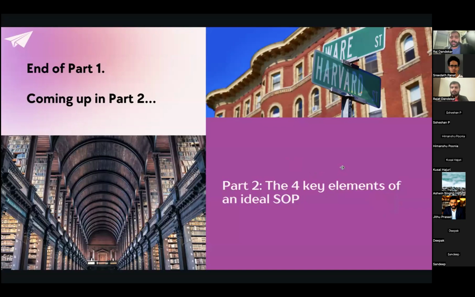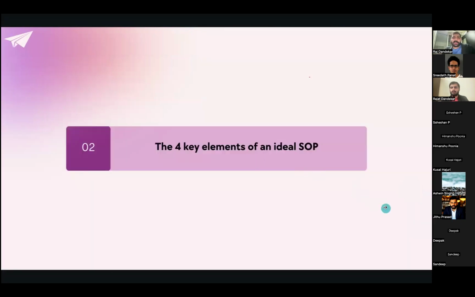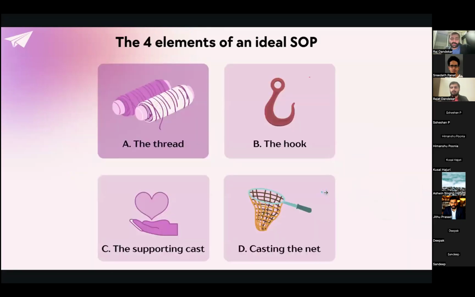Now we come to the second part where we analyze the four key elements of an ideal SOP. As I mentioned, we have looked at 300 to 400 SOPs so far, and we have looked at SOPs of a large number of candidates who have got into top universities. Here are the four common patterns or four common elements which we have seen in all of these SOPs.